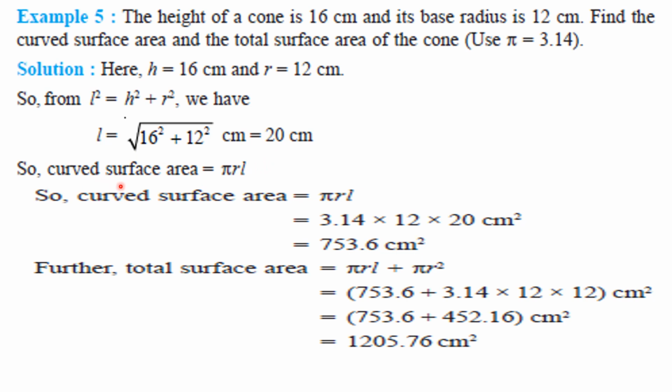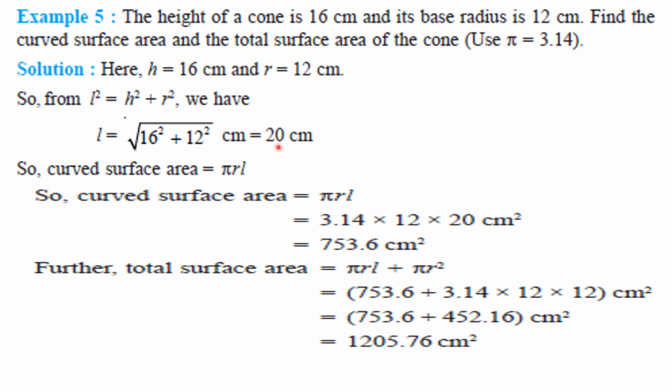Now come to the curved surface area of the cone. That is equal to pi r L. Do you remember this formula, my children? Yes. So curved surface area is equal to pi r L. That is equal to, here we should take pi is equal to 3.14. So 3.14 into r is equal to 12 into what is L value here?